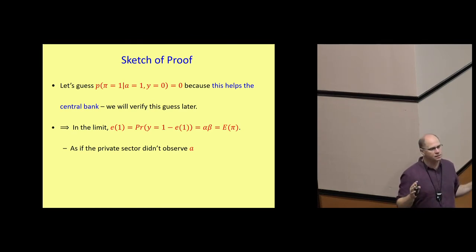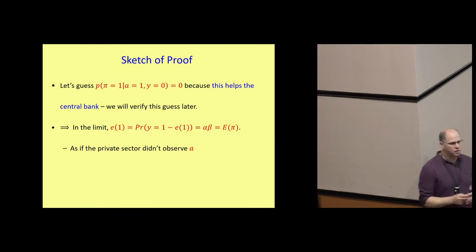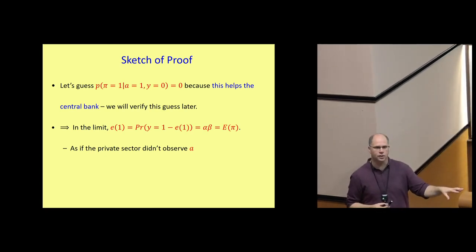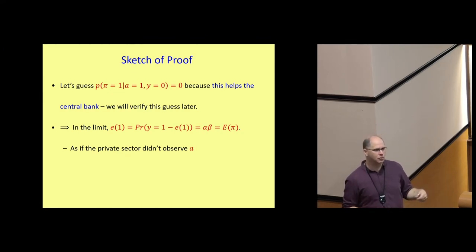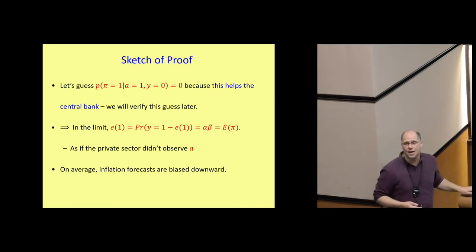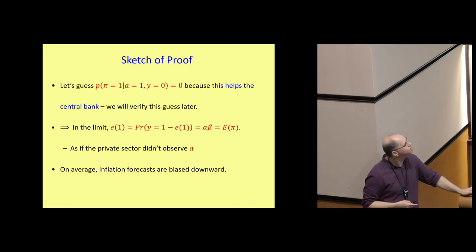It's as if they didn't see anything. They still stay, effectively, with the ex-ante inflationary forecast. So what happens? When inflation is low, you correctly account for that. When the central bank tries to not inflate, you correctly update downward. When the central bank tries to inflate, you don't update. Means that, on average, you have a downward-biased inflation forecast.